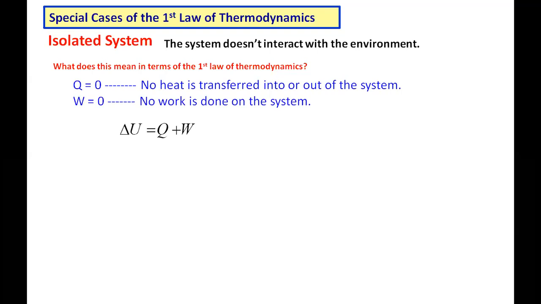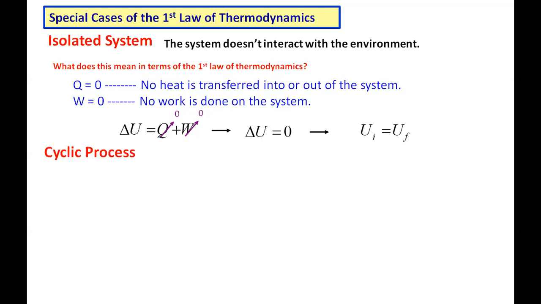هذا يعني نرجع للمعادلة delta U equals Q plus work. Q is zero and the work is also zero. So delta U equals zero. هذا يعني إنه U initial equals U final. Initial energy تساوي final energy.